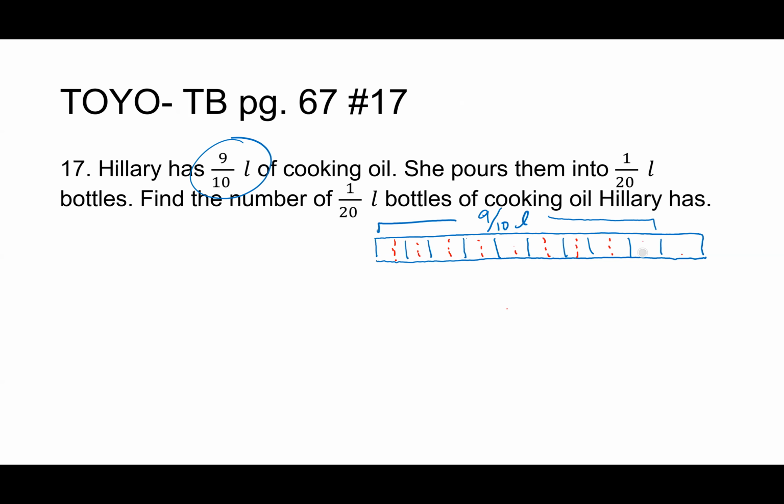20 units in my whole, but she doesn't have that much cooking oil, does she? How many 20ths does she have? Owen? She has 18 20ths, exactly. And you can see that from our bar model, right? Well, here's our division problem. We just took 9/10 of a liter and we divided by 1/20 of a liter.